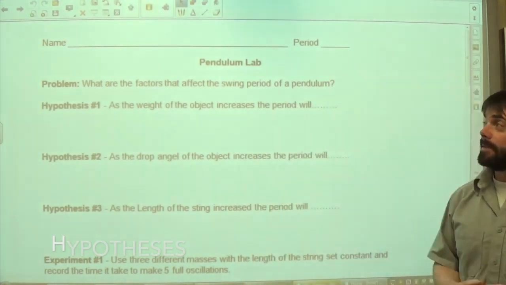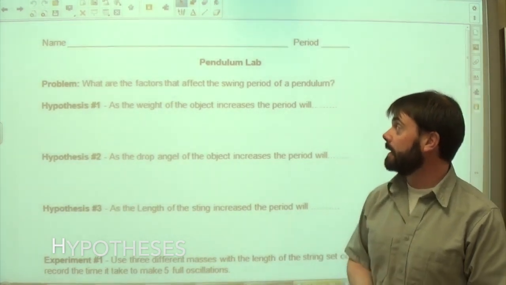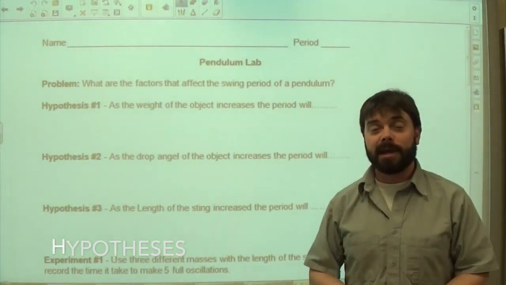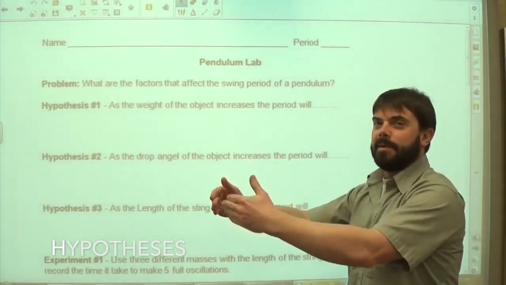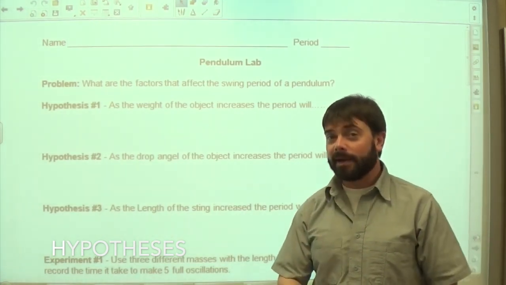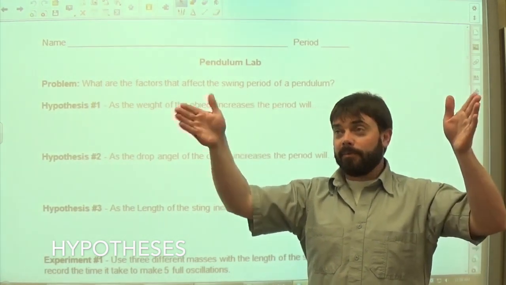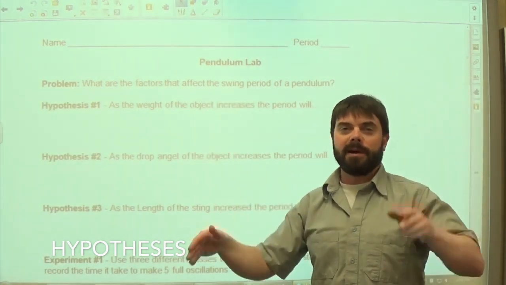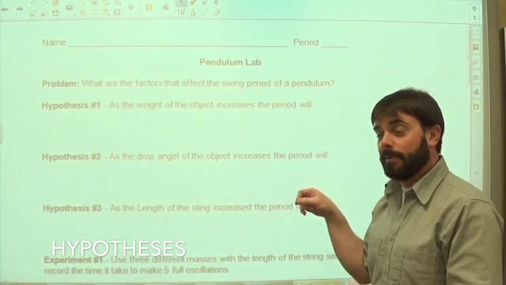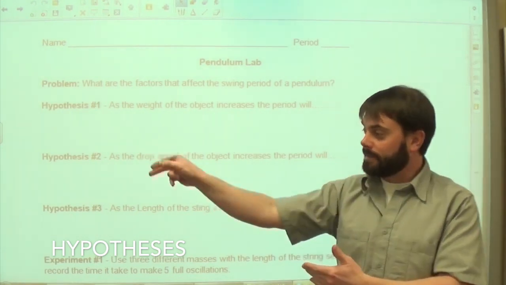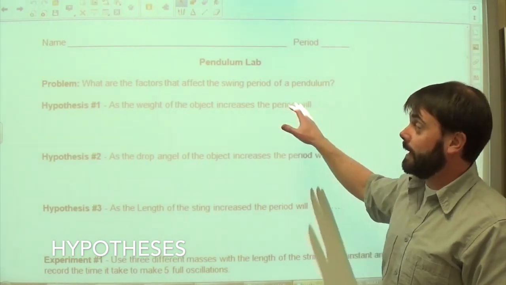The Pendulum Lab itself states a basic problem, and it's just asking what are the factors that affect the swing period of a pendulum. Again, we're talking about how long it takes to make a full oscillation from one point back to that same point. Kind of like when we talk about waves, you can measure the wavelength from peak to peak, or trough to trough, or any common point along that wave. It's similar with the pendulum. If we pick the pendulum up to the right and release it, the period is the time it takes to return to the same location. So we're looking at what affects that.